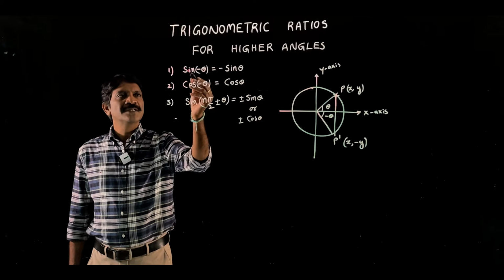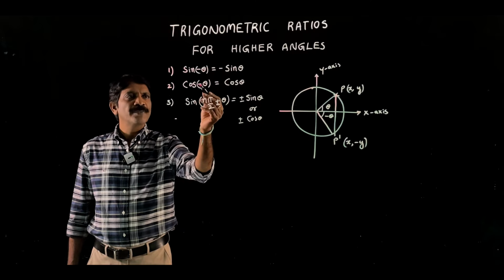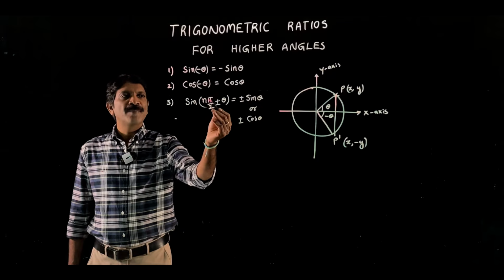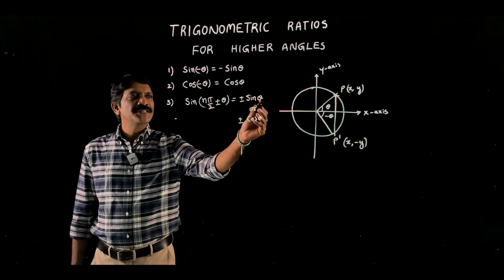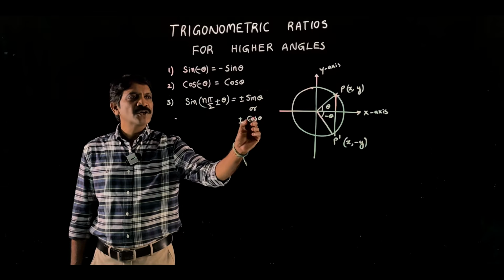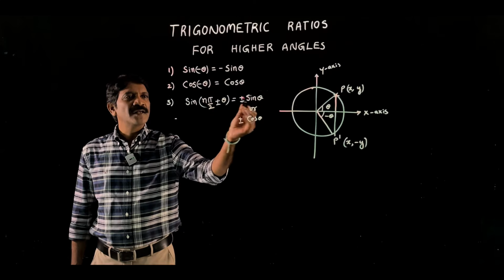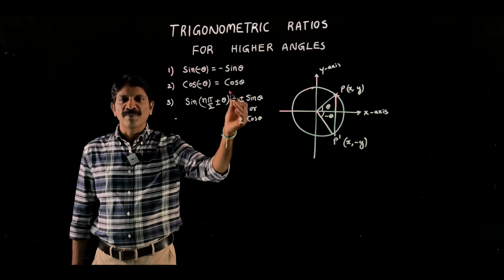The first one is sine of minus theta is minus sine theta, cos of minus theta is plus cos theta, and sine of n pi by 2 plus or minus theta is equal to plus or minus sine theta or plus or minus cos theta. If n is even, plus or minus sine theta. If n is odd, plus or minus cos theta. Let us discuss one by one.